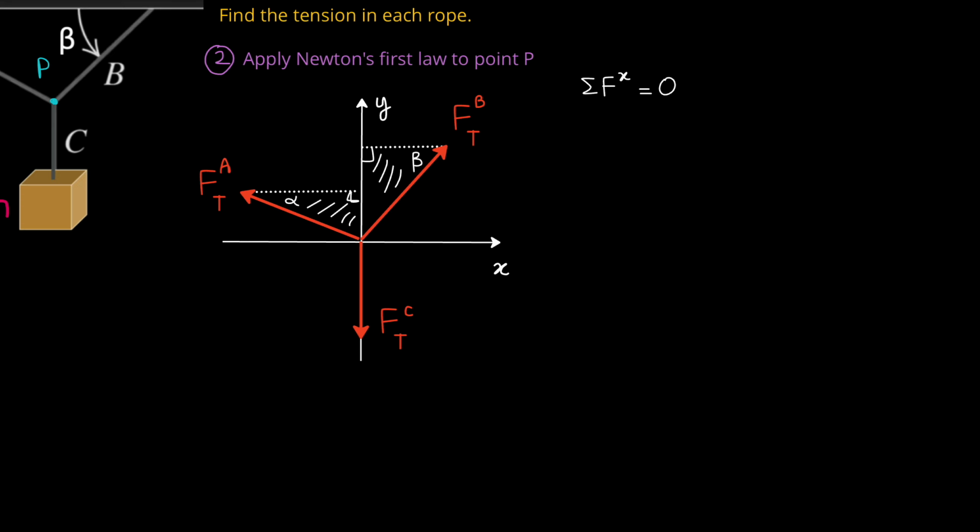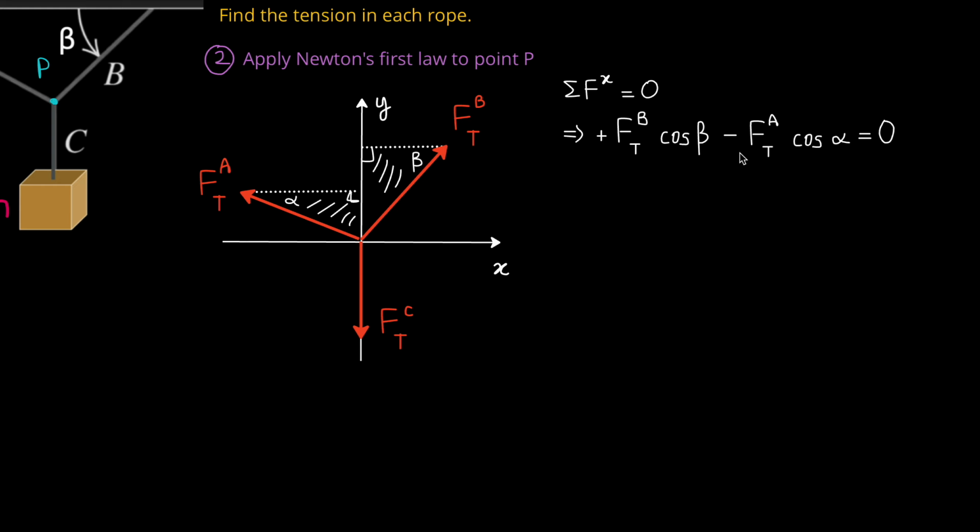Now we can go ahead and write down the equation representing Newton's first law along the x-axis. The first term, FTB cosine beta, that's the x component of tension force in rope B, and that's positive, pointing right.